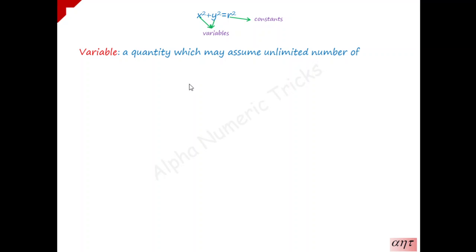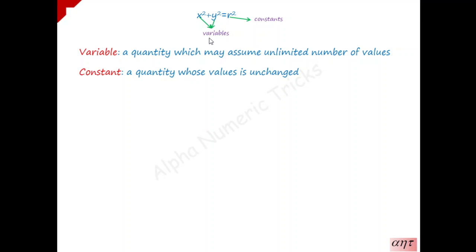For this, we consider the circle x squared plus y squared is equal to r squared. Here x and y are called variables and the radius r is a constant. What is the difference between a variable and a constant? Why do we say that x and y are variables and r is constant? Because variables are quantities which may assume an unlimited number of values, and a constant is a quantity whose value is unchanged.